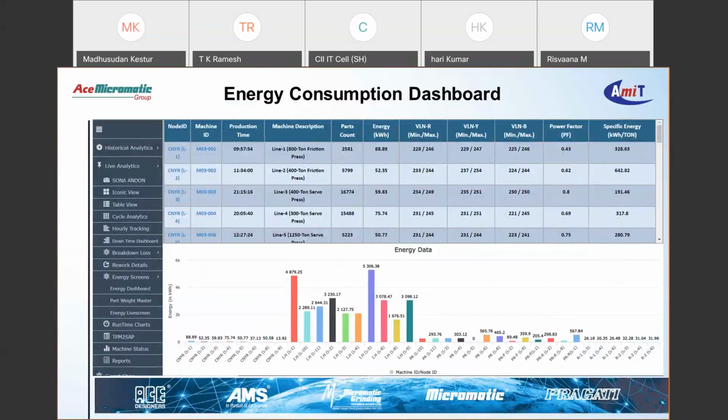So I talked about energy consumption. This dashboard gives, to produce 2,500 parts, how much energy was consumed, which gives the specific energy consumption. It also tells you the minimum and maximum voltages in each of the phases, and also gives a measure of the power factor.